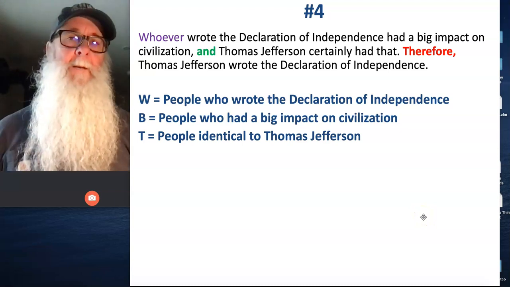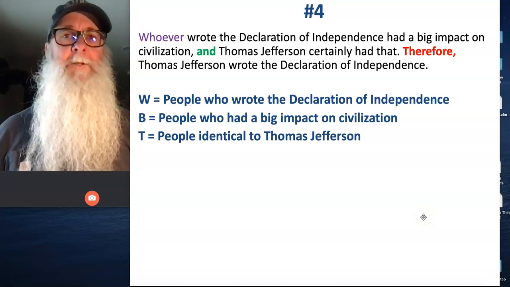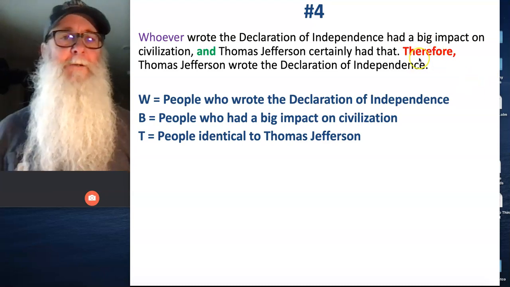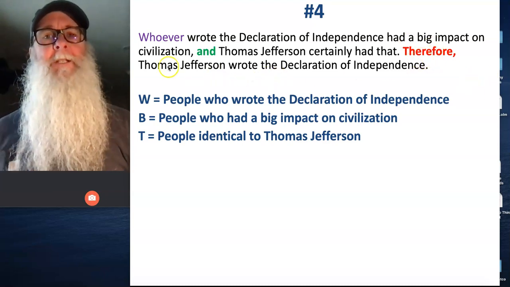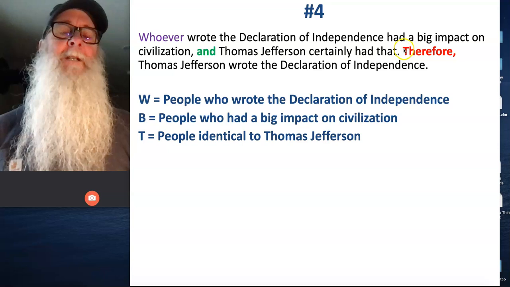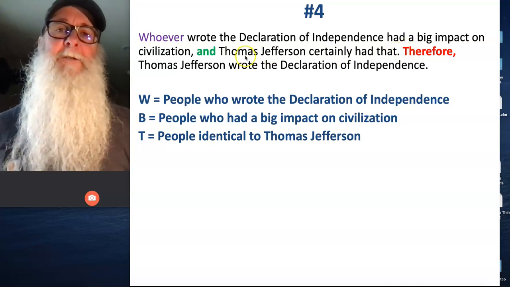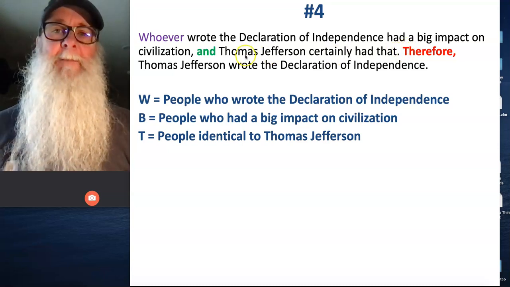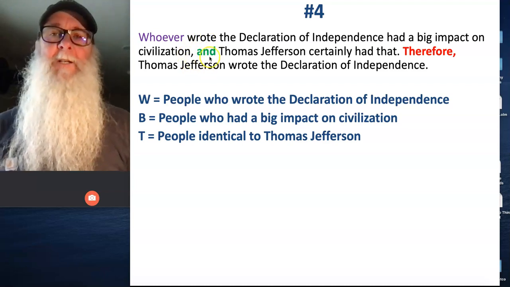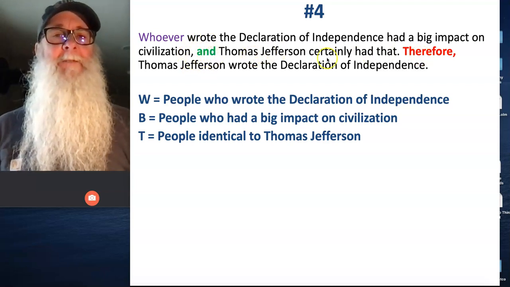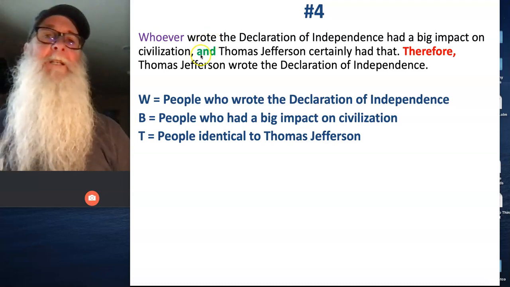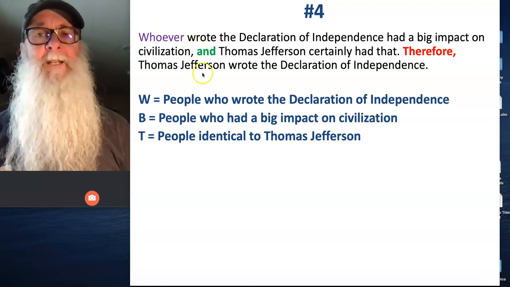Number 4, we've got a couple of words that help us identify our conclusion and our premises. The word therefore is a conclusion indicator, so the sentence that follows that is our conclusion, and the sentence that precedes the conclusion indicator is one of the premises. And we see the word and here joining that statement that is one of the premises to another statement, indicating that that statement is the other premise.